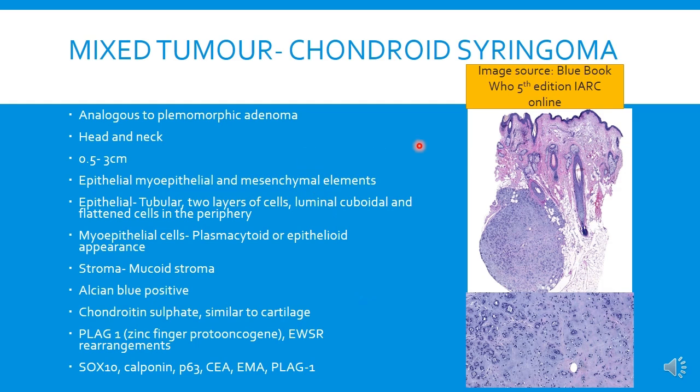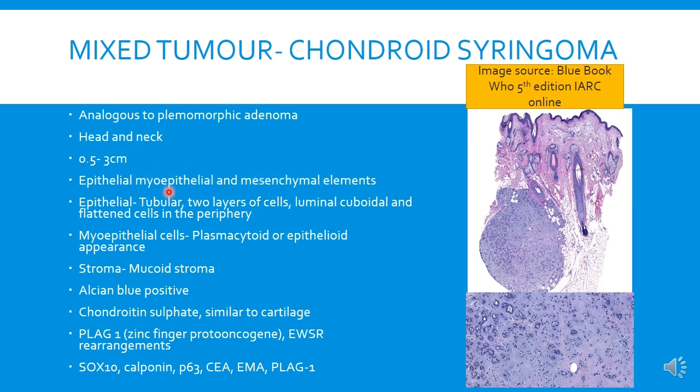This is an interesting tumor, which is typically a pleomorphic adenoma as an adnexal tumor, chondroid syringoma. It is the closest association between sweat gland tumor and salivary gland tumor. It is analogous to pleomorphic adenoma. It is more common in the head and neck. So when it is close to the salivary gland, it causes major confusion as to whether it is chondroid syringoma or a pleomorphic adenoma. Size wise, it is 0.5 to 3 centimeters.